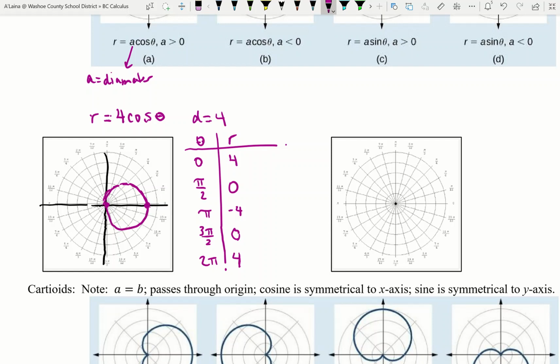If you have a circle and the equation is something like r is equal to negative 3 sine of theta, this is sine, so it's going to be along the y-axis in terms of where its diameter is. And since a is negative 3, we're going to be along the negative side of the y-axis, and our diameter is negative 3. 1, 2, 3.